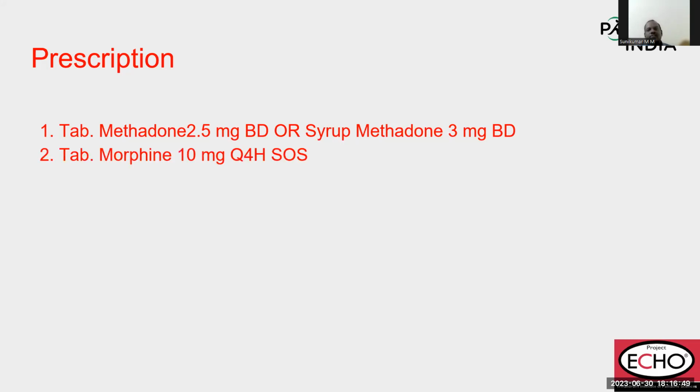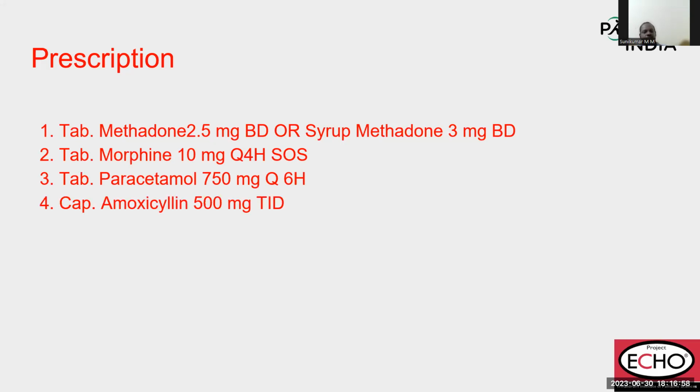So this is how the prescription will look now. Tab methadone 2.5 milligram daily, morphine 10 milligram Q4H for exercise, paracetamol 750 milligram. Instead of acetylcholine, he was put on amoxicillin 500 milligram TID. Then along with that, bisacodyl. So you have to remember to prescribe a stimulant laxative along with the opioid.